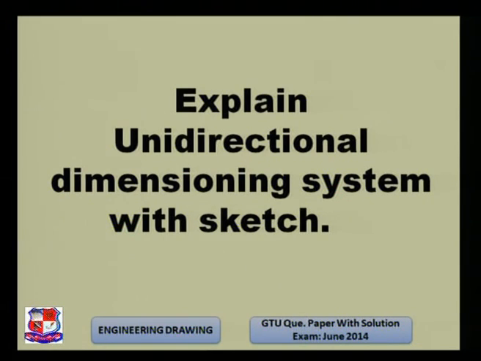Now dimensions we need to give in every drawing. There are basically two types of dimensioning methods. One is unidirectional and another one is the aligned method. But in this problem we need to describe the unidirectional dimensioning system. So we will give an example and we will understand it. Let's have a look at the question.